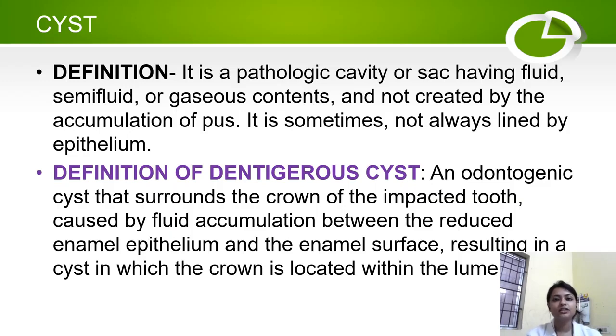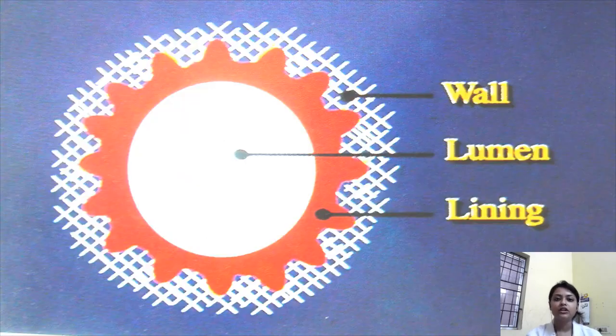Now if we are considering the definition of dentigerous cyst, it goes something like an odontogenic cyst that surrounds the crown of the impacted tooth caused by fluid accumulation between the reduced enamel epithelium and the enamel surface, resulting in a cyst in which the crown is located within the lumen. Now to clearly understand what is lumen, lining and wall, this diagrammatic representation is quite helpful.